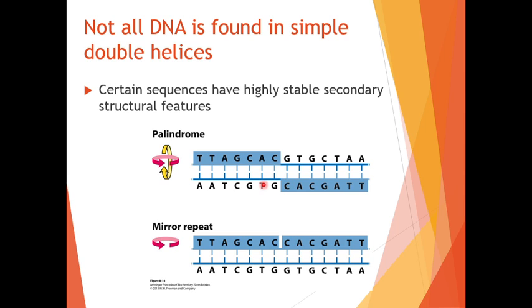A mirror repeat, however, is straightforward in the sense that the sequence that is written here has a symmetric sequence within each strand. Superimposing one repeat on the other requires only a single 180 degree rotation about the vertical axis. So the vertical axis is this, and you rotate this specific shaded sequence about 180 degrees, and you will end up with this sequence.